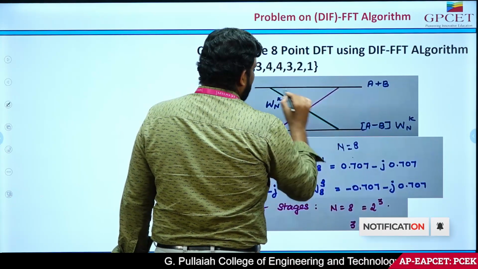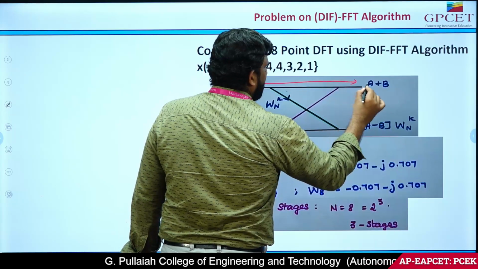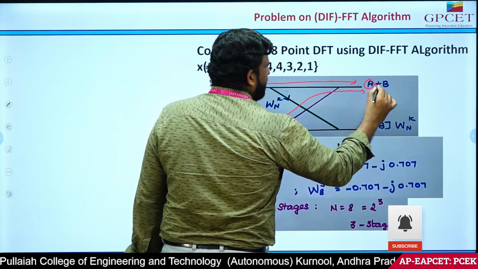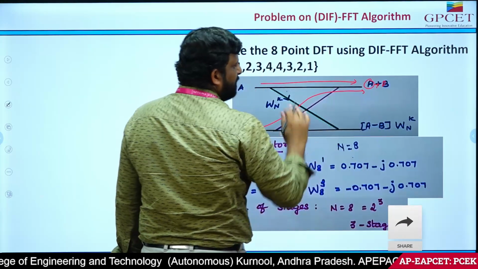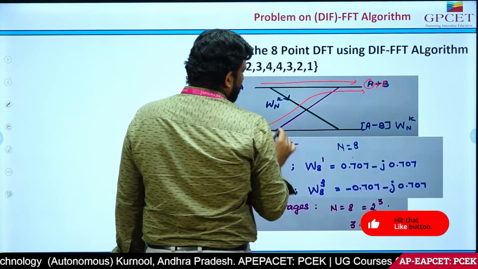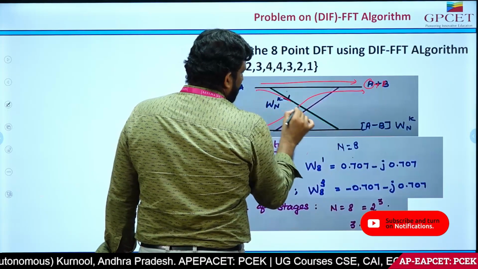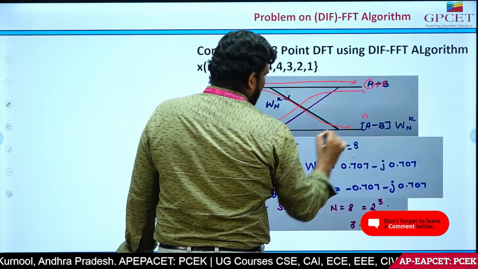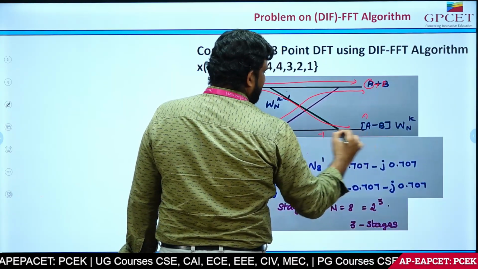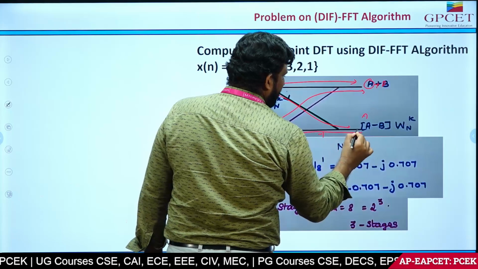First, there will be A and here from plus B. That's it. In the upper butterfly diagram, it will be only A plus B. Now coming to the down, you can see A and here will be minus 1. So A minus, from here it will be B.